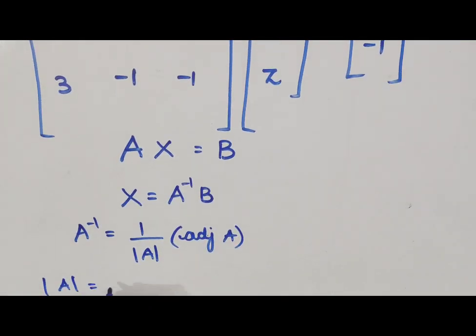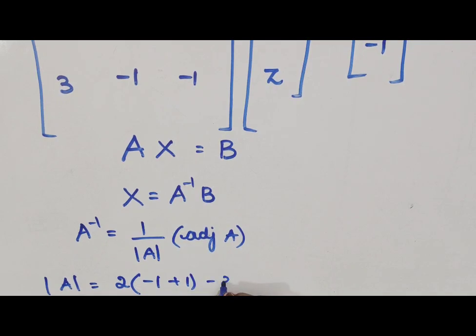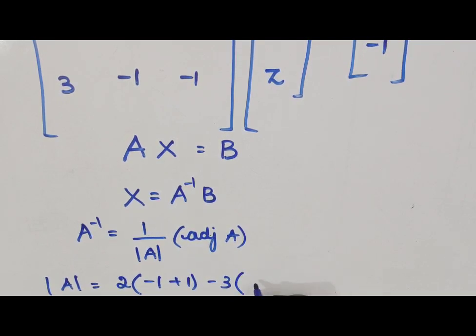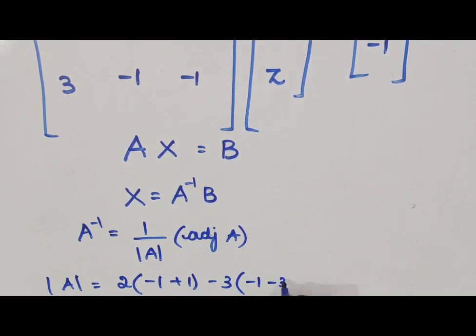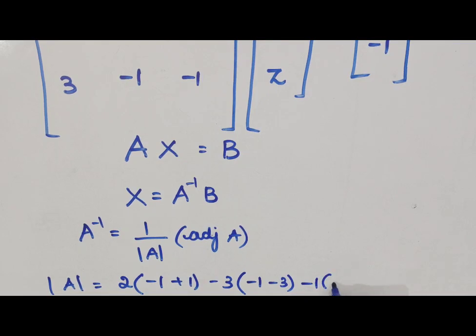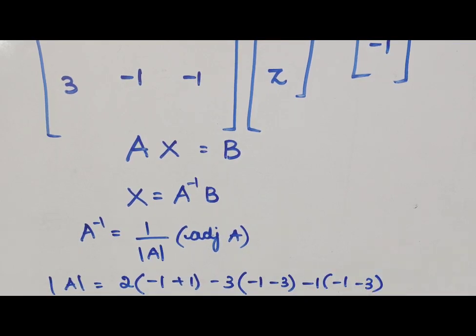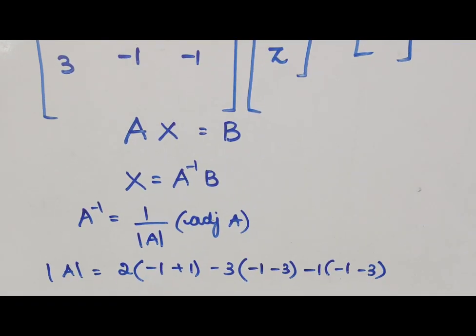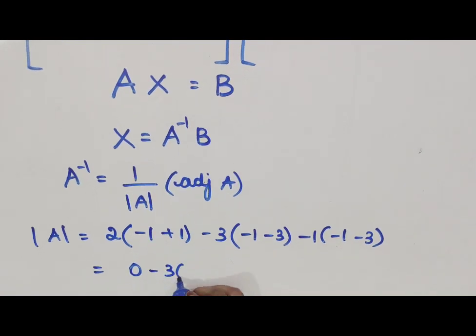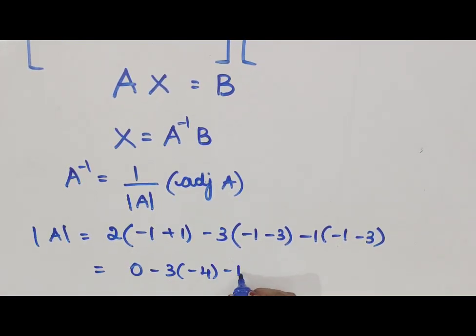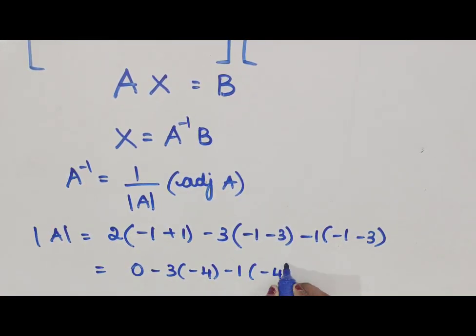Determinant A equals 2 into (minus 1 plus 1), minus 3 into (minus 1 minus 3), minus 1 into (minus 1 minus 3). So this first part will become 0, minus 3 into minus 4, minus 1 into minus 4. This will become plus 12 plus 4, which is nothing but 16. Obviously not equal to 0, therefore the inverse exists.